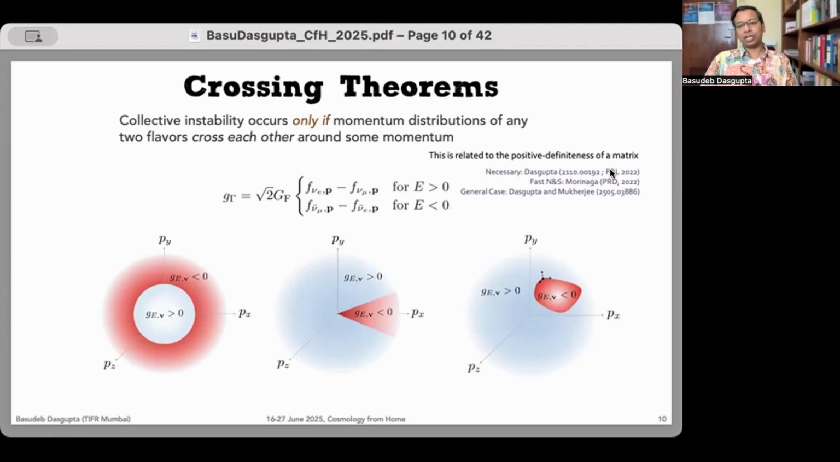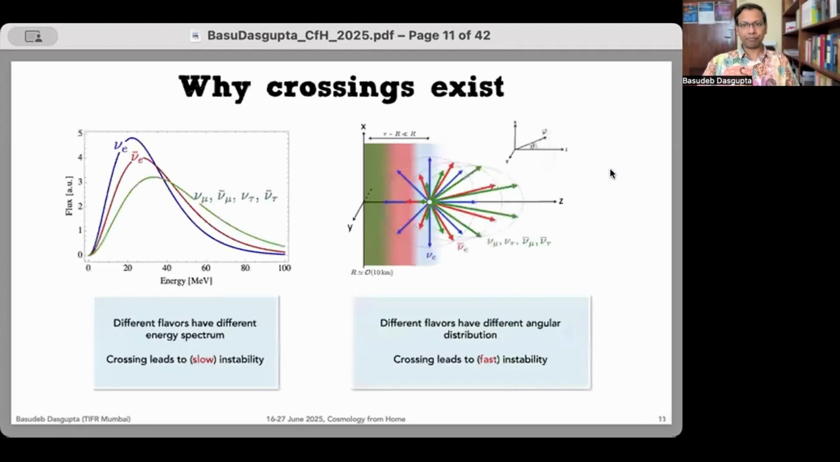There are also sufficiency conditions for when these instabilities take place. They are a bit more involved. We won't have time to get into them. Now, why do these crossings exist?